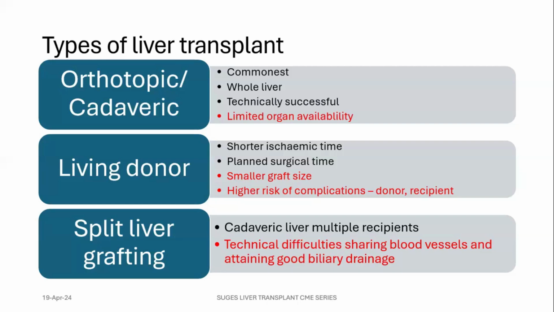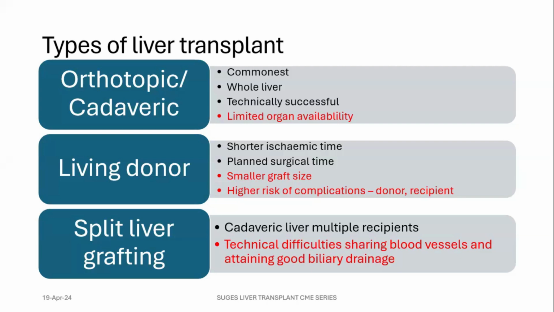As soon as a donor is available, the recipient has to come and the surgery is more or less done as an emergency. So you can plan this surgery. The challenges you may have are a smaller graft size, since you're taking part of someone's liver, not the whole liver, and a higher risk of complications. And here you have to consider complications with both the donor and the recipient.